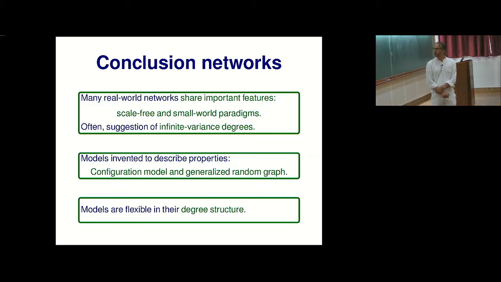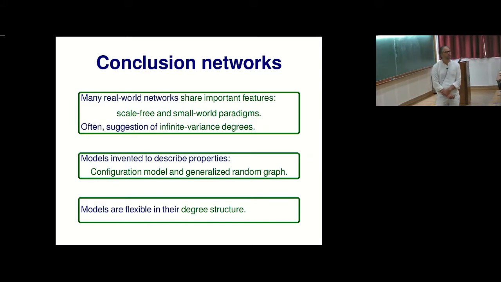So we've described two models, the configuration model and generalized random graphs. And these models are chosen in such a way that they're very flexible in terms of their degree structure. So we're able to tune the parameters of the model in such a way that the degrees vary a lot. You have a lot of flexibility in choosing these degrees.